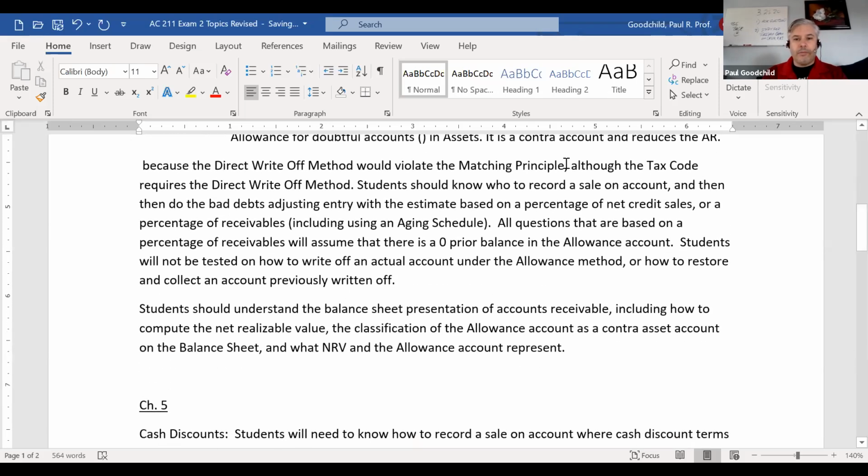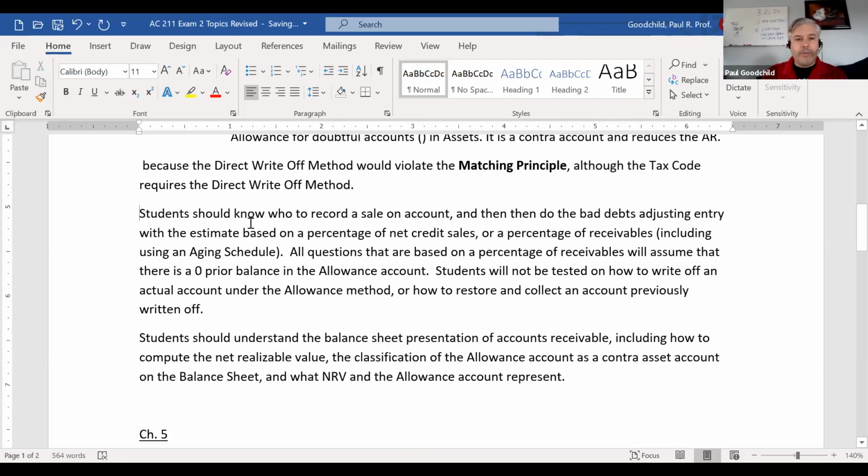Okay. Always keep the principles in mind. You have the matching principle. Revenues and expenses should be matched. Don't get too caught up about the tax code. Note that it requires a direct write-off method. I'm guessing there's a little typo.